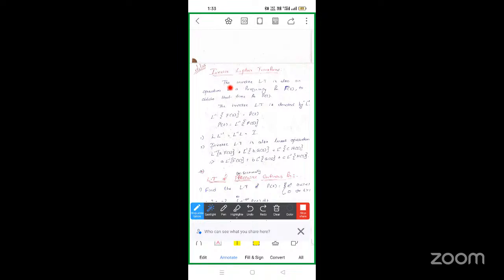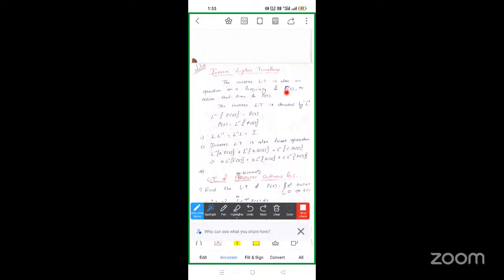Next topic, inverse Laplace transforms. So, the definition of the inverse Laplace transform. The inverse Laplace transform is also an operation on frequency. So, the frequency function is denoted by F of s, that is capital F of s.